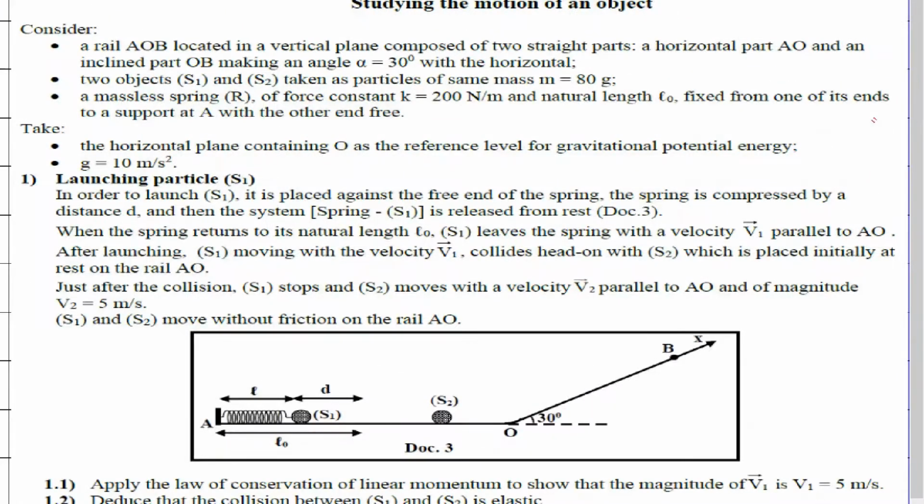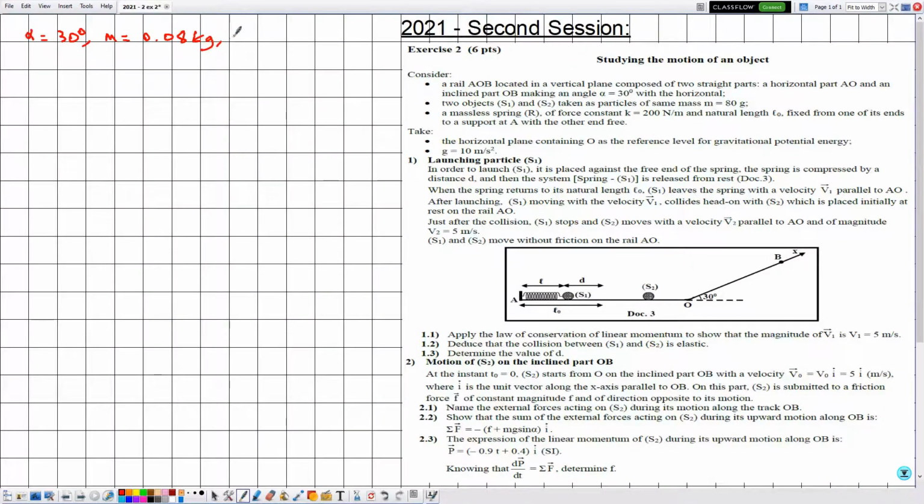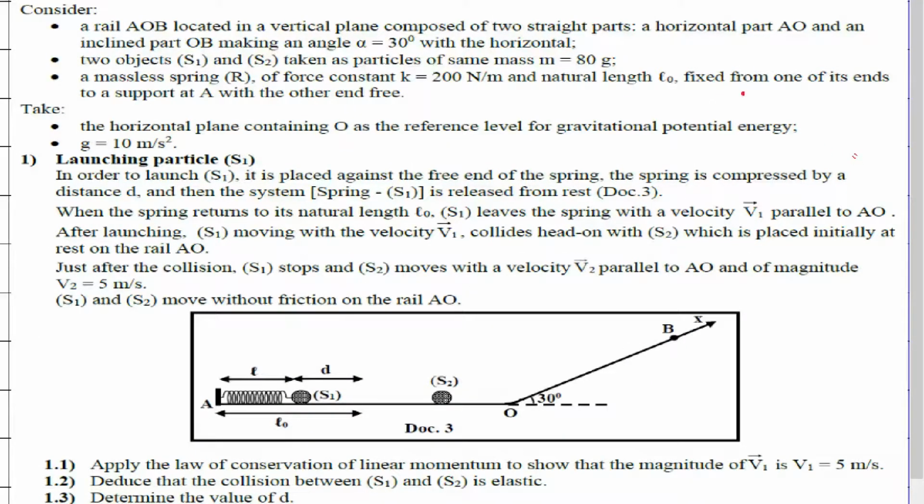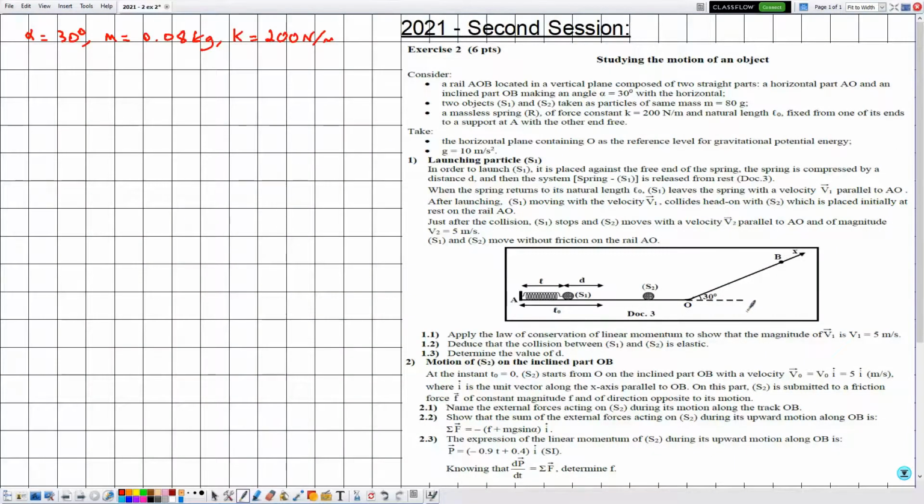Now a massless spring R of force constant k equal to 200 newtons per meter. Then the moment we have a spring, regarding energy and linear momentum, we should think about the elastic potential energy. And natural length L0, fixed from one of its ends to a support at A with the other end free. Now take the horizontal plane containing O as the reference level for gravitational potential energy. So this is the P level.